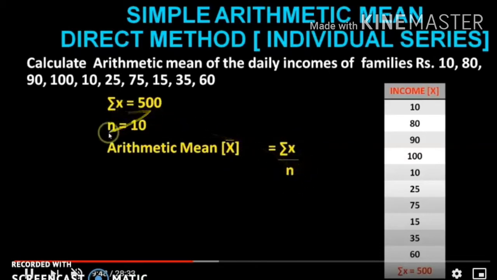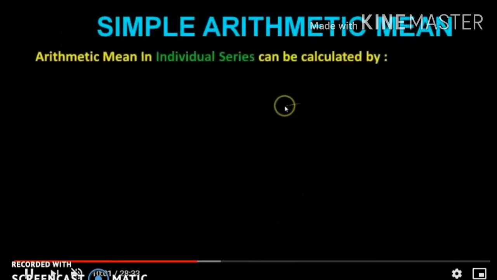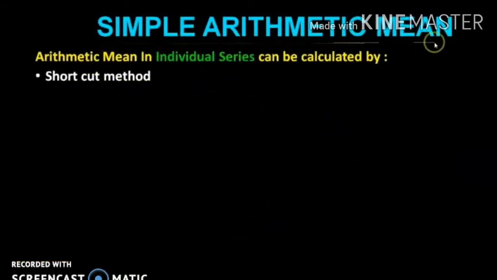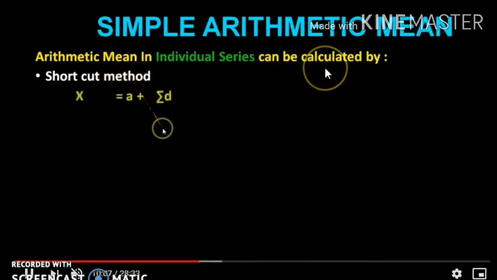And what is the formula of the mean? Sigma x by n. Sigma x we know is 500, and it's divided by the number of items, which is 10. So by dividing that we will get 50. So that's the answer. Next is the simple arithmetic mean in an individual series, which can be calculated by the shortcut method.